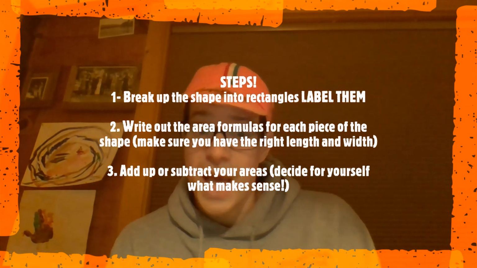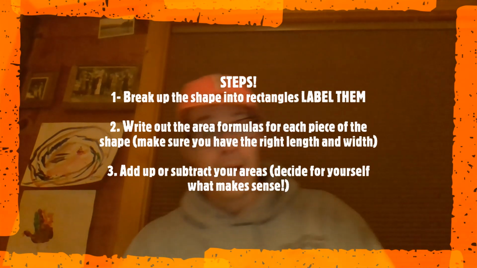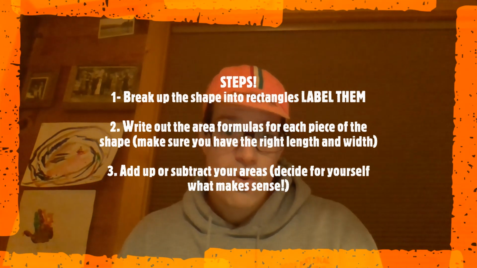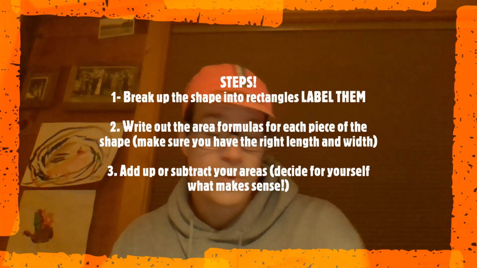After you can do that, you can calculate the areas of the different shapes, and then you either add them up or you subtract them, depending on whether you're taking away from the full area or adding on to the two, or combining the areas. So those are the steps you're going to follow.